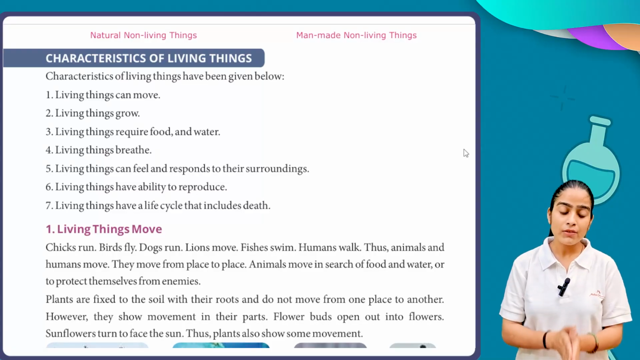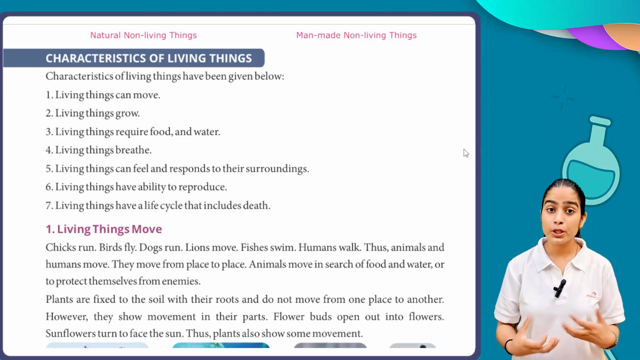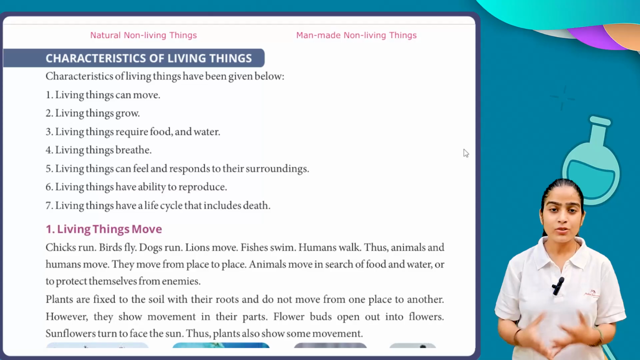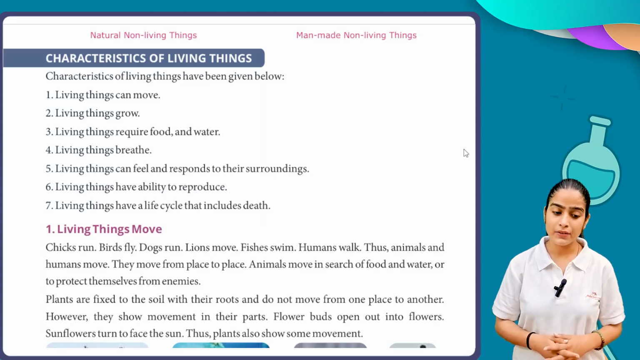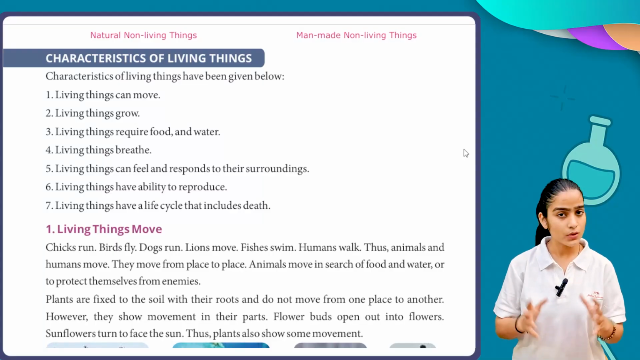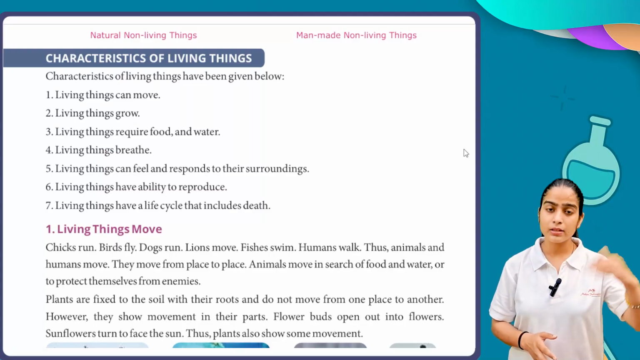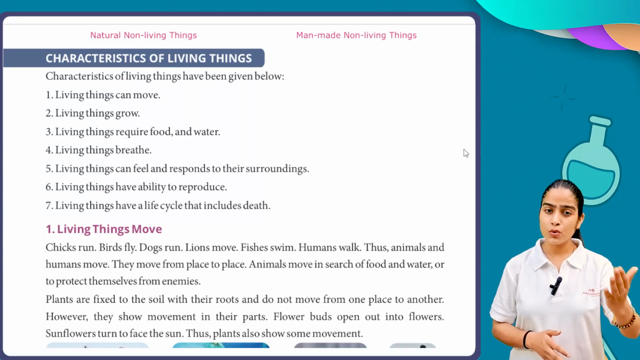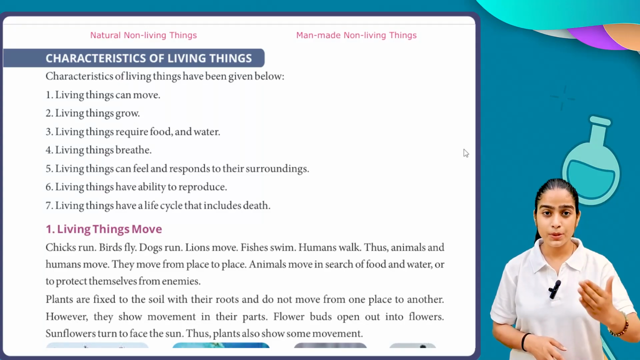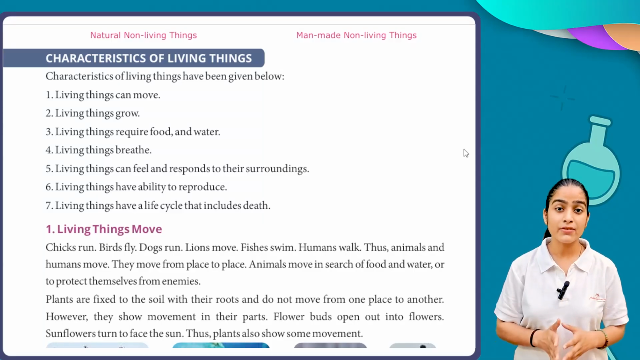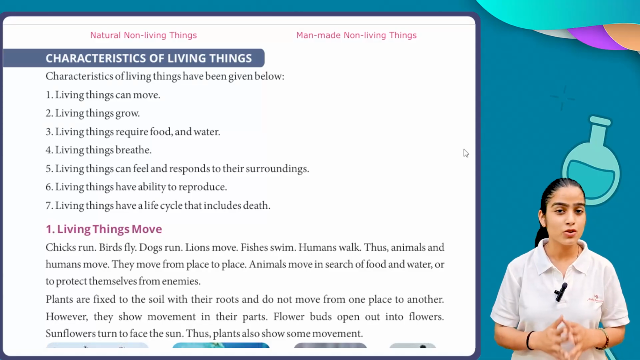Next, we have living things have the ability to reproduce. Reproduce means they can give birth to a new one like them, right? So it means it is a living thing. Next, we have living things have a life cycle that includes death. We already discussed this in our above concept, where we discussed first we are born, then we grow, then we age, then we reproduce, then we age, and at the end we die. So this is a life cycle which is played by human beings, not non-living things.